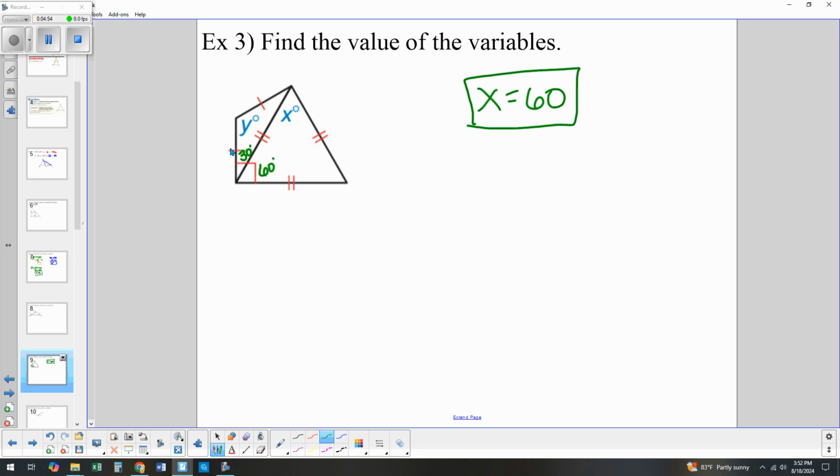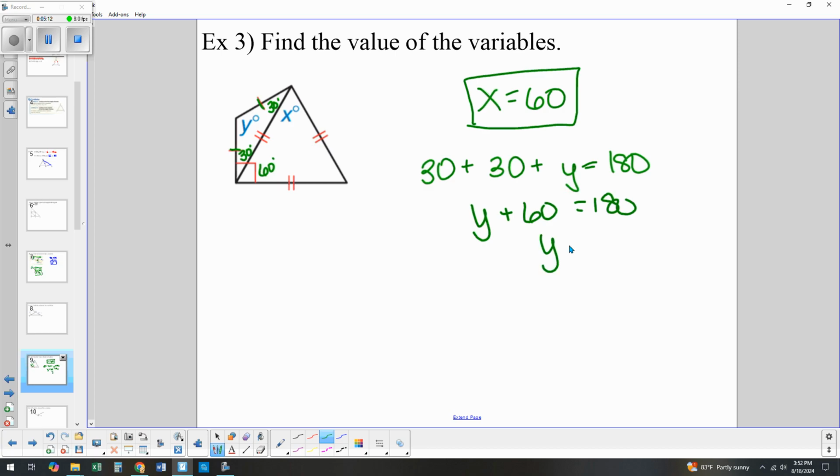And if this triangle is isosceles, based on these markings here, these base angles are both 30. So now I have 30 plus 30 plus y, and that will equal 180 using the triangle sum theorem. So that's y plus 60 equals 180. Take away our 60, y equals 120.